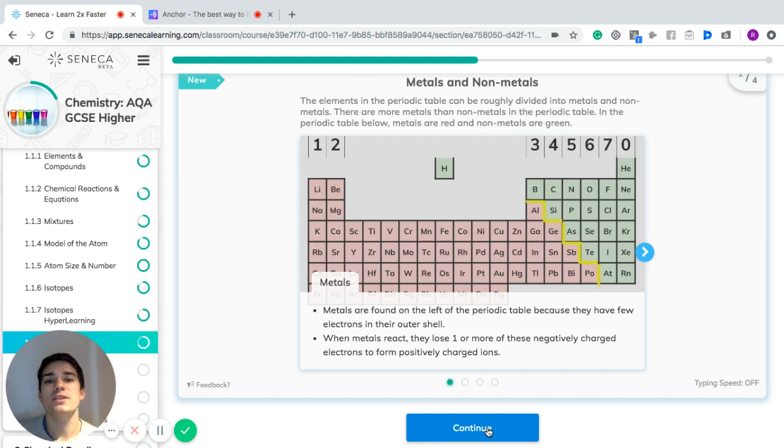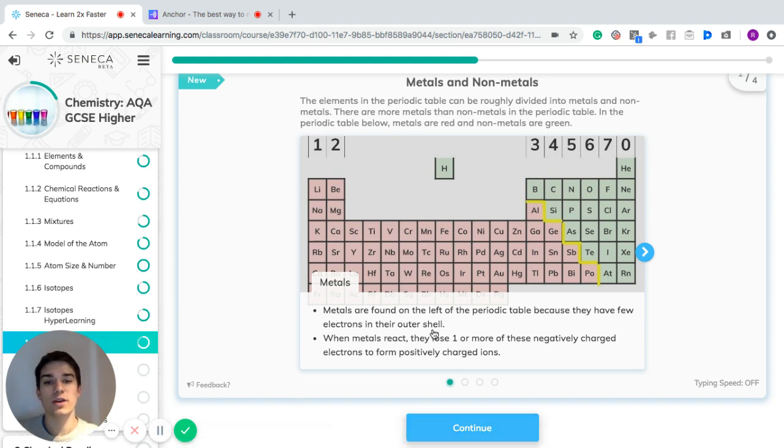Now, the elements of the periodic table can be roughly divided into metals and non-metals. There are more metals than non-metals in the periodic table. And in the periodic table, metals are found on the left-hand side and non-metals are found on the right-hand side.